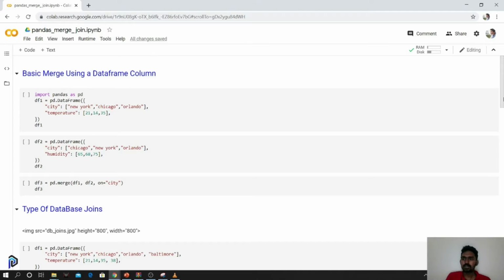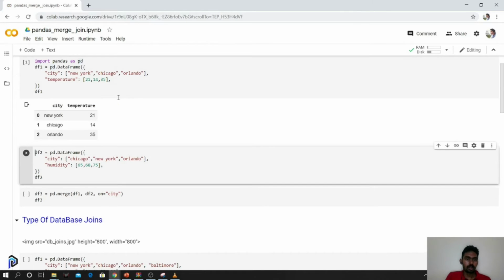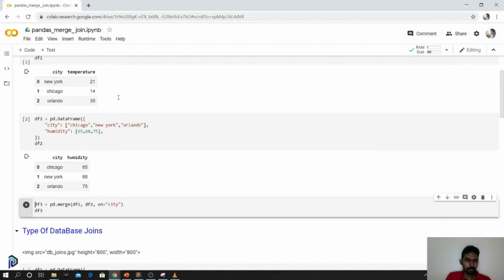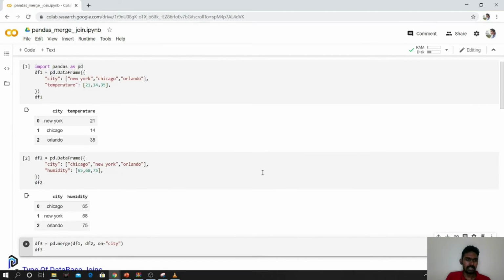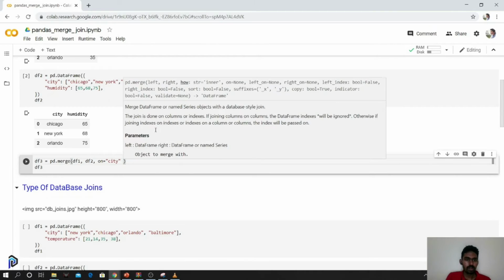So here we are at the coding section. We will try to merge them together. I'm creating two data frames over here. As you can see, we have city and temperature, and city and humidity. So we have the same column, and another one is a different column. When we merge, we have a few parameters that we need to pass: the how and on.